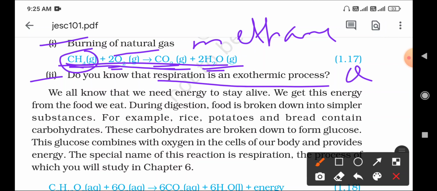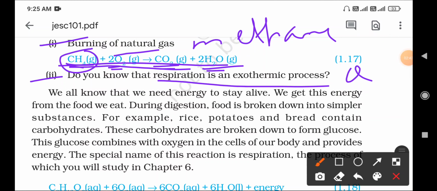During digestion, food is broken down into simpler substances. We already know that we get energy from the food. That energy is used for various activities. So food is broken down in our stomach during the digestion process, and complex substances are broken down into smaller substances.